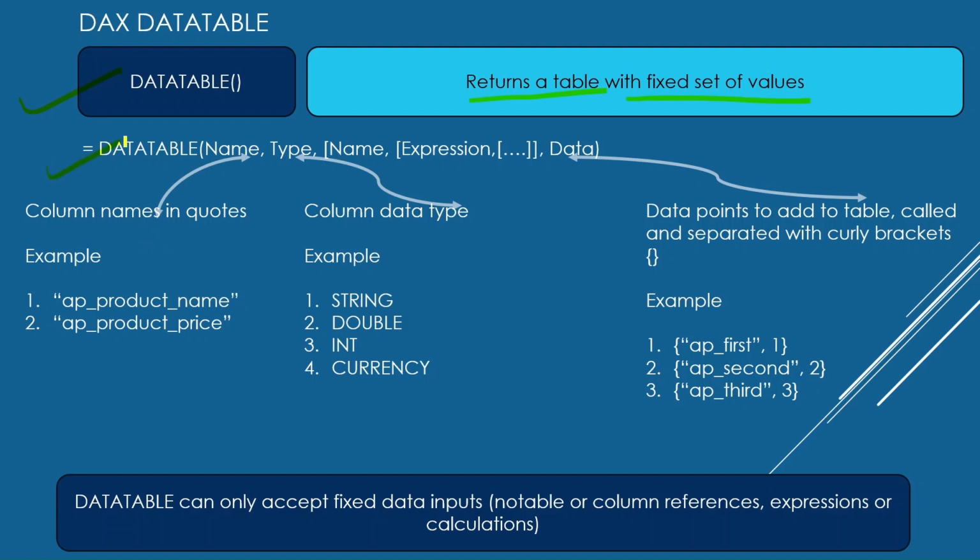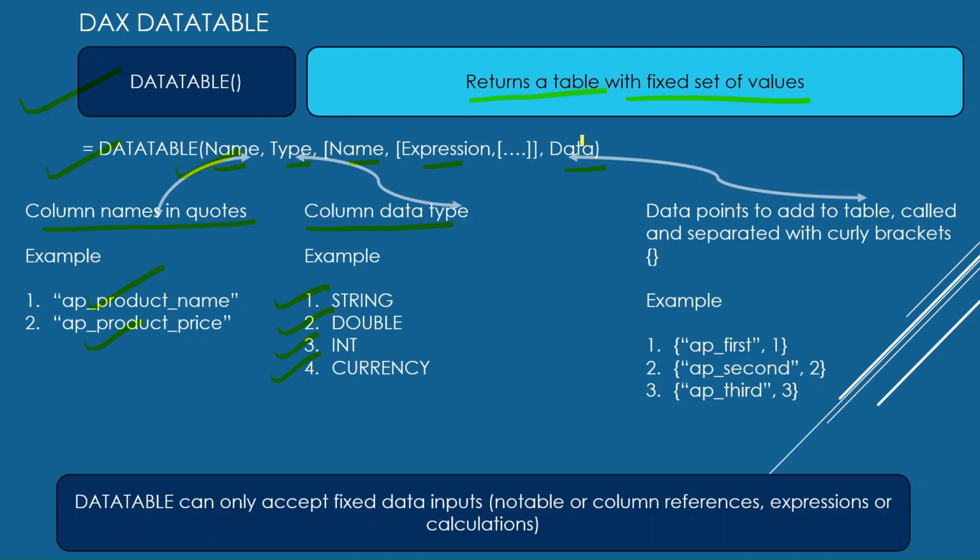So this is the signature of the data table function. This is the name, this is the type, this is the name, this is the expression, and this is the data. So let's discuss each and every parameter. This is the name of the column and it must be in double quotes, like AP product name and AP product price. This is the type. What is the type of the column? The column which we have created here, what is the type? It could be string, double, int, and currency.